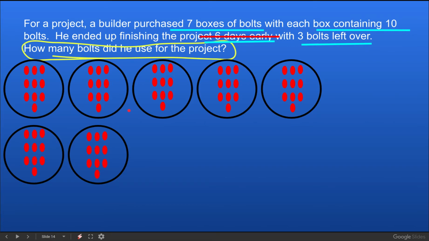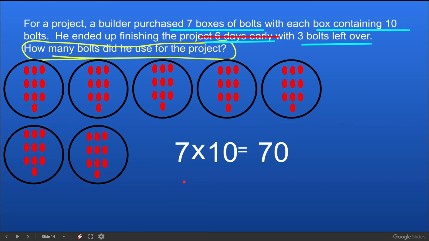Now, to figure out the total number of bolts, I can either count all these little circles up, or I can do 10 plus 10 plus 10 plus 10 plus 10 plus 10 plus 10 to get the answer. And that's repeated addition, which is the same as multiplication. So I can do multiplication here, and I have 7 groups of 10. So I have 7 times 10, and 7 times 10 equals 70. So I have 70 total bolts that he started the project with.